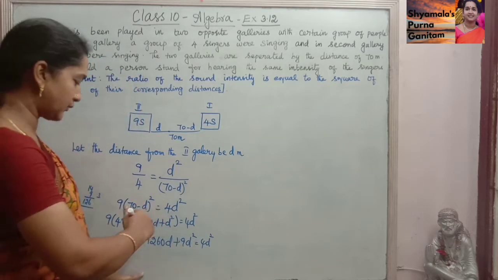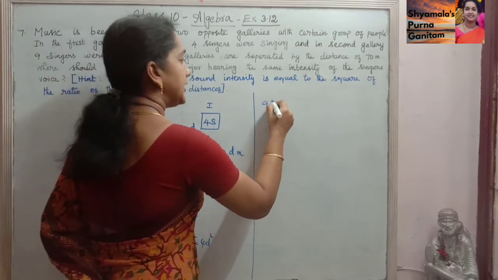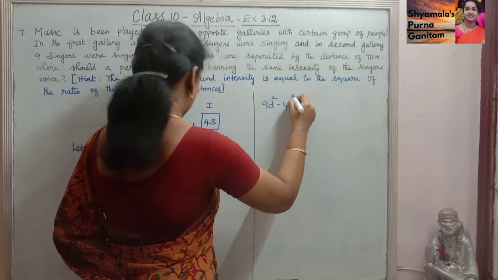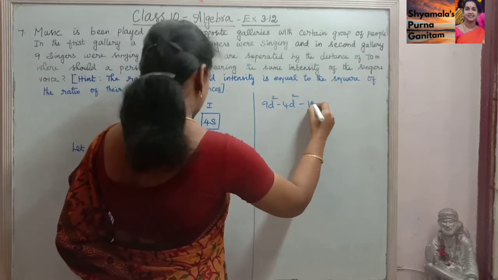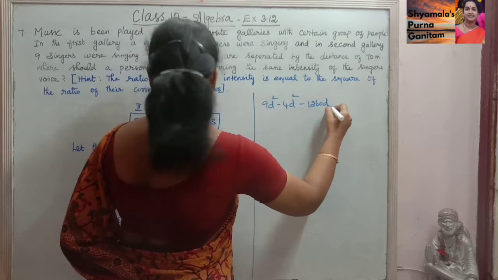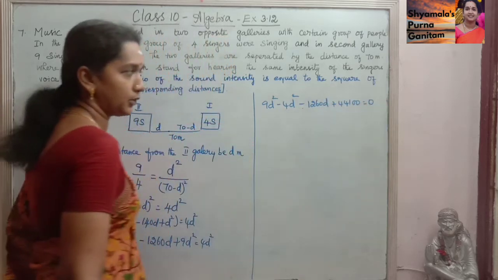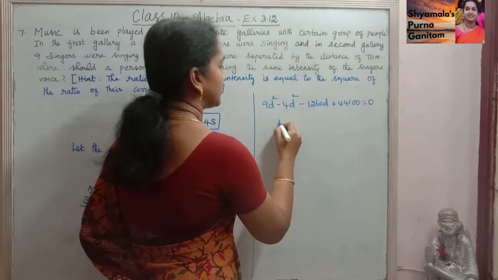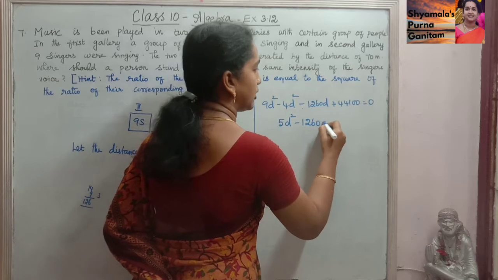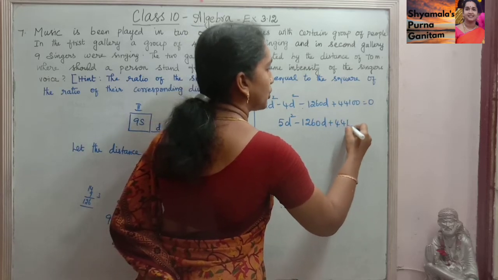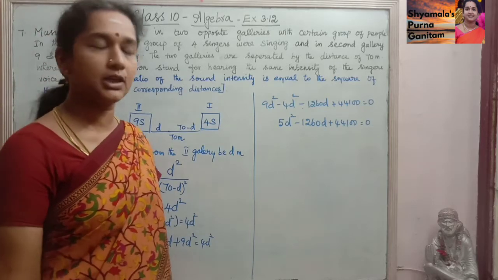Now we will bring this 4d squared also to this side. So it will be 9d squared minus 4d squared minus 1260d plus 44100 is equal to 0. So 9d squared minus 4d squared is 5d squared, minus 1260d plus 44100 is equal to 0. So we got a quadratic equation here.